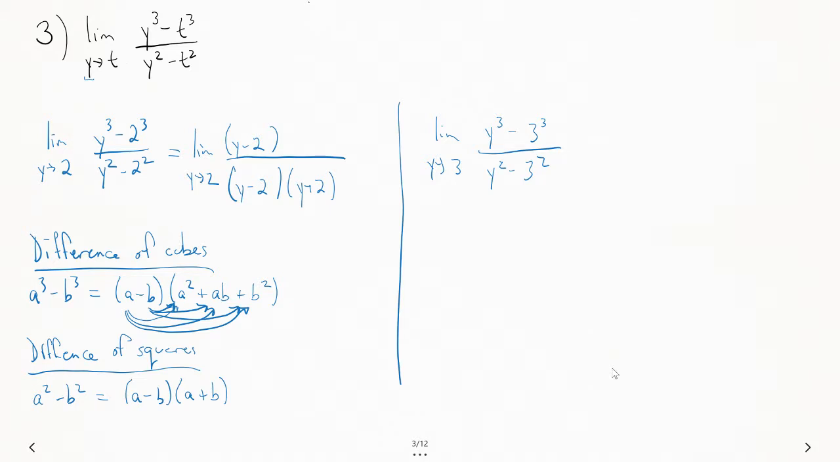Okay, so using this to our advantage, we have y cubed minus 2 cubed. So what does that mean? Well, it means we have y squared plus our a is y and our b is 2, so you get y times 2, plus our b squared is just going to be 2 squared.